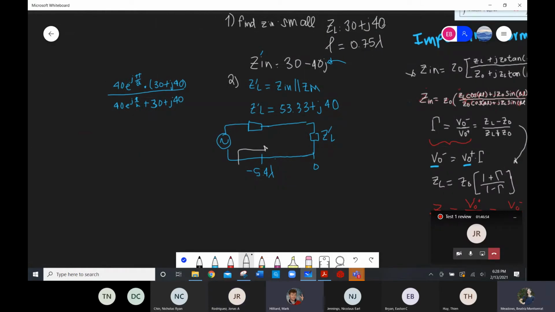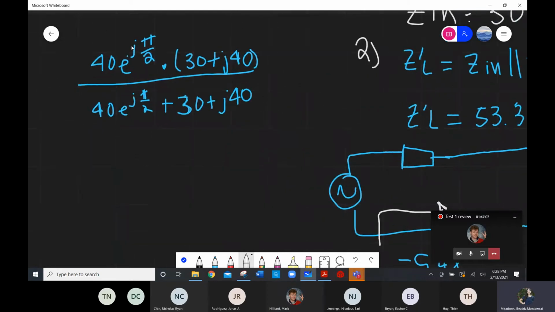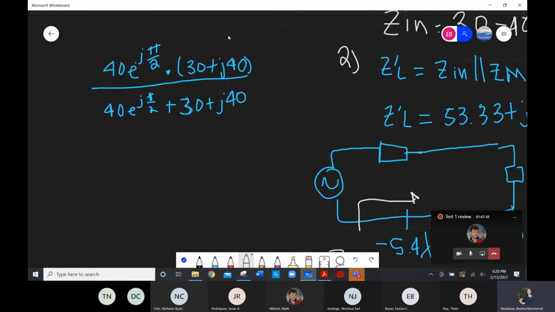Also, my Z prime L thingy was like 6.5 plus 22J. So it was way off. I don't know why. Well, I wrote here what you could type in literally. Make sure you're in radians. Yeah, I'm in radians. Make sure you're putting your J. Make sure you put parentheses around this guy.